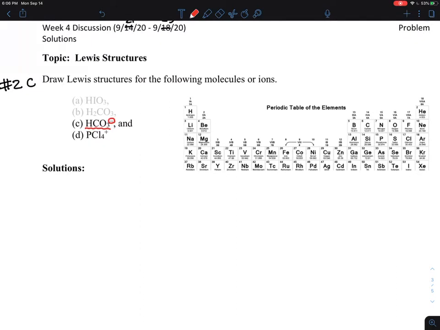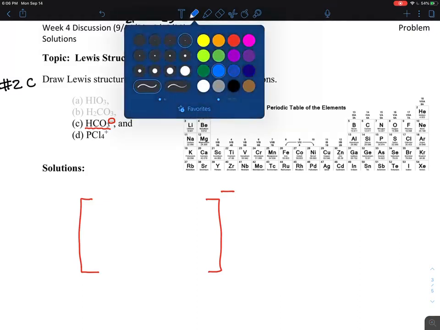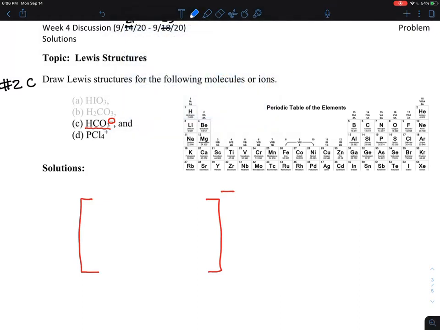Okay. So the one thing to notice right in the beginning is that you're going to need to write a Lewis structure with the negative sign on it, and that's the first thing to remember. And then let's go through finding the atoms. Hydrogen is here, which is the first column. Carbon is here, which is the fourth column. And then oxygen is here, which is the sixth column.